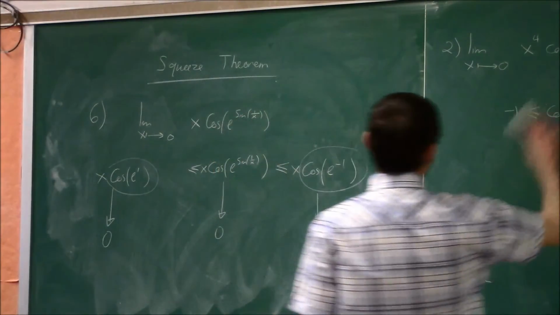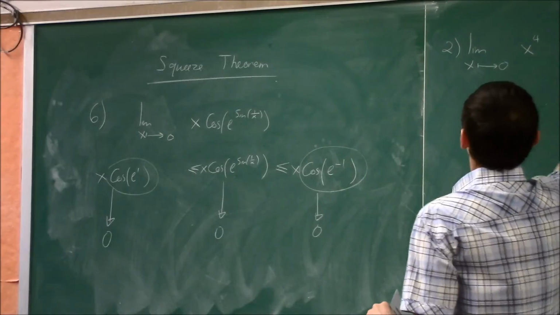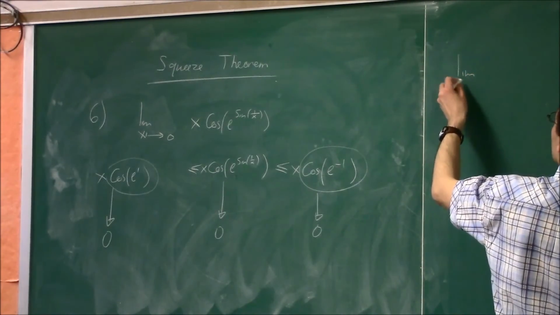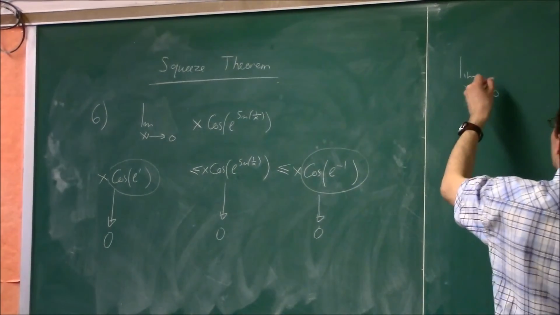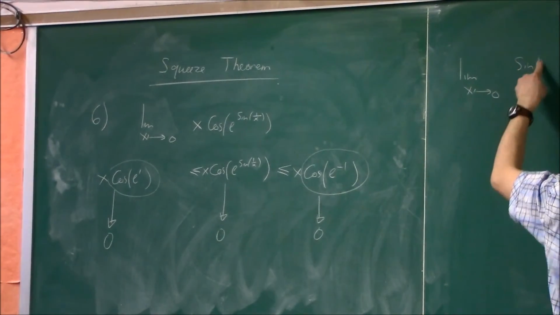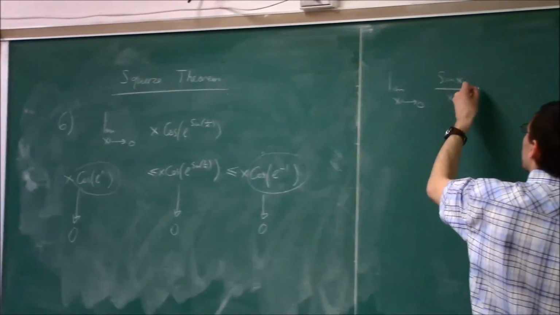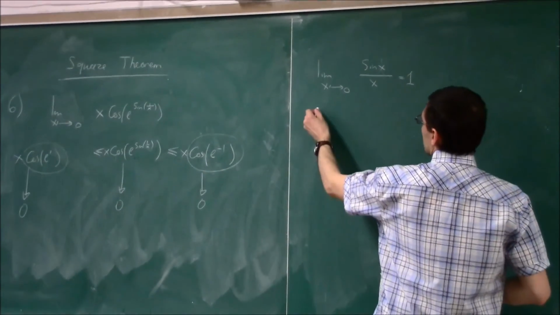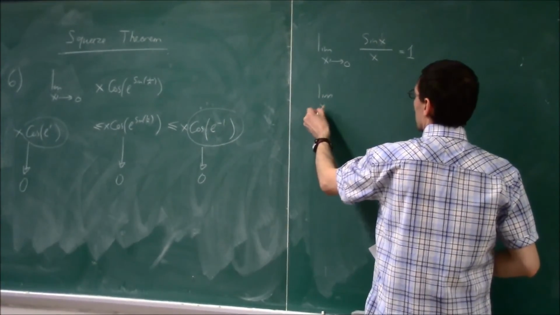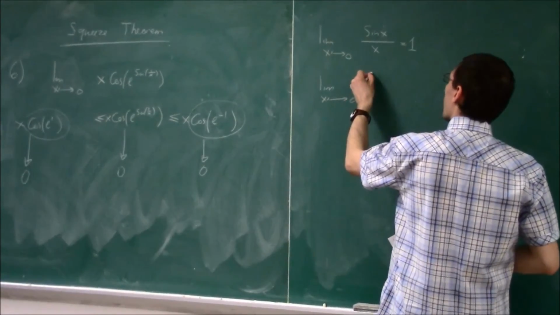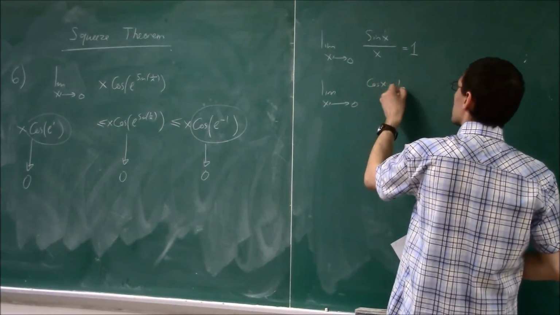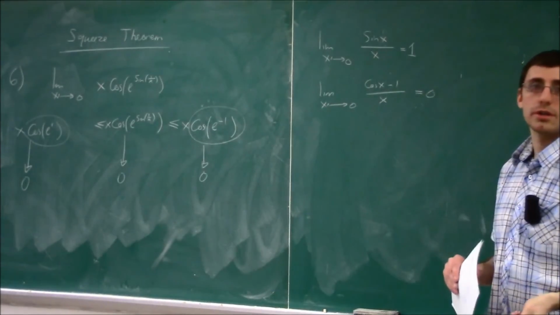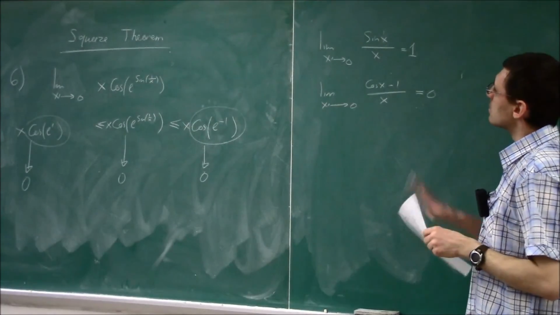Now you can see in my notes where the squeeze theorem is non-trivial. You can use the squeeze theorem to show that the limit as x goes to 0 of sine of x over x is equal to 1. This would be much more work than here. Similarly, you can show using the squeeze theorem that the limit as x goes to 0 of cosine x minus 1 over x is equal to 0. That also requires much more work. But it's good enough for today.